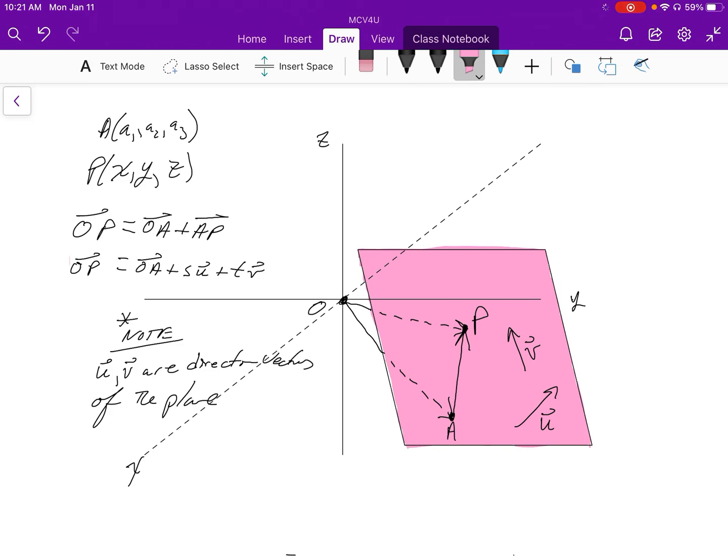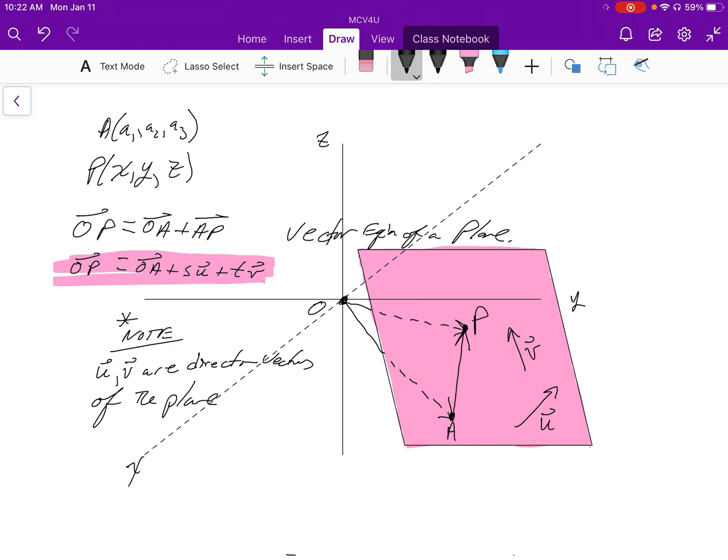This equation defines the whole plane. Why? Because we can get any point that's on the plane. Remember, the head of OP is the point that we're looking for, and it is defined to be any point that's on the plane. So we get all points that are on the plane there. This is the vector equation of a plane, similar to the line, the vector equation of a plane.